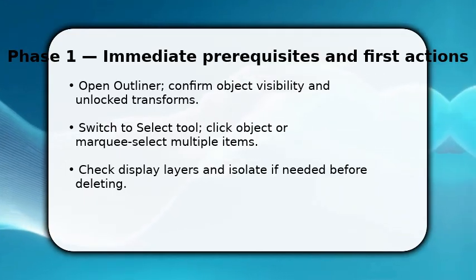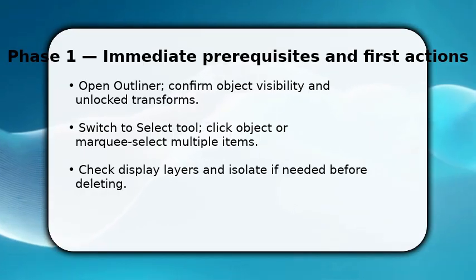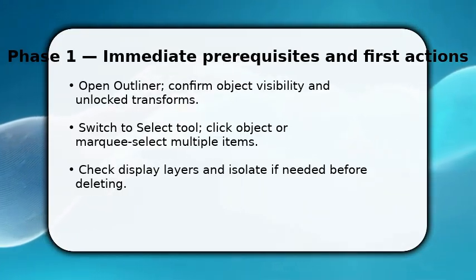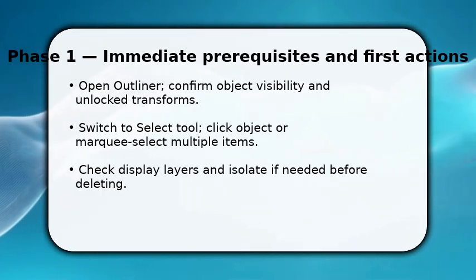Next, use the Select tool and click the object or drag a marquee to select several at once. Make sure transforms are unlocked and the object isn't hidden in a layer. Once done, check for referenced or protected assets. Referenced objects cannot be deleted directly, so you'll need to remove references first.